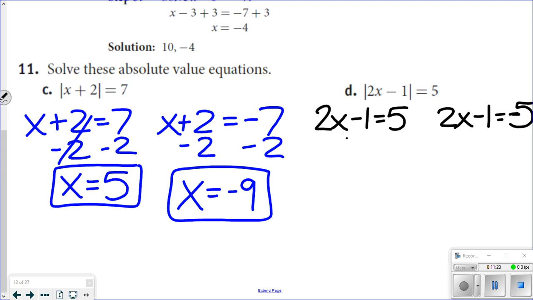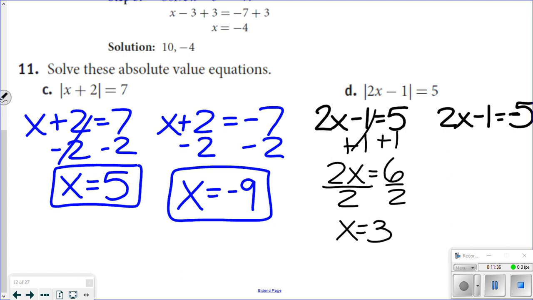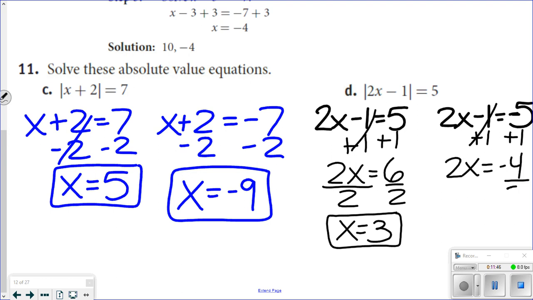Add 1. 2x equals 6. Divide by 2. We get x equals 3. Add 1. 2x equals negative 4. Divide both sides by 2. This cancels. X equals negative 2.